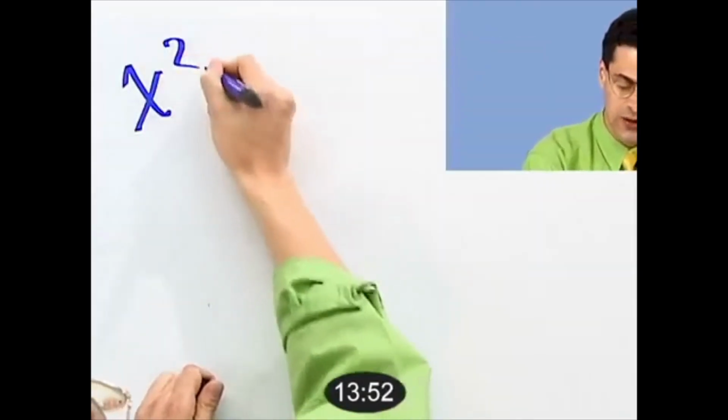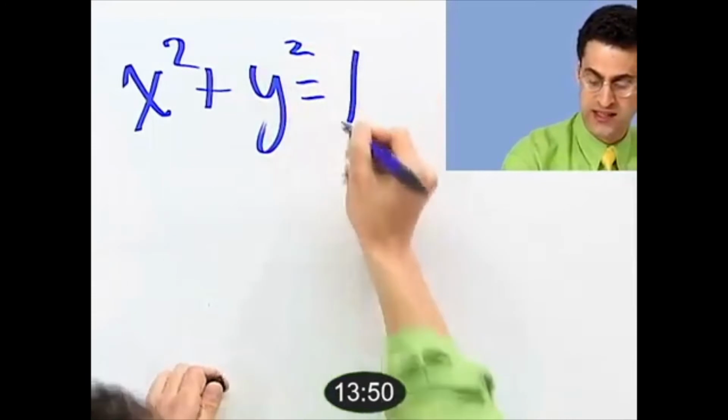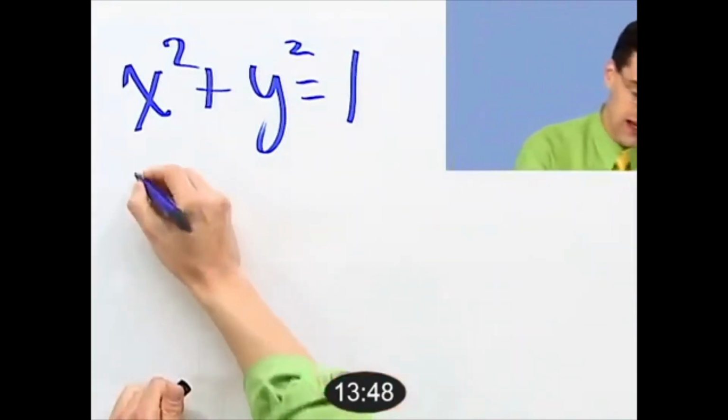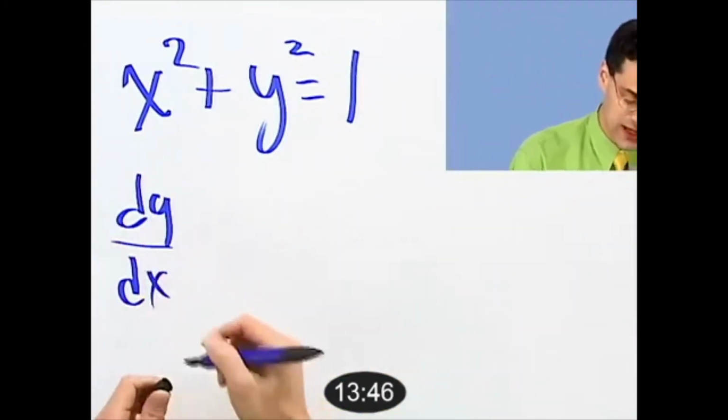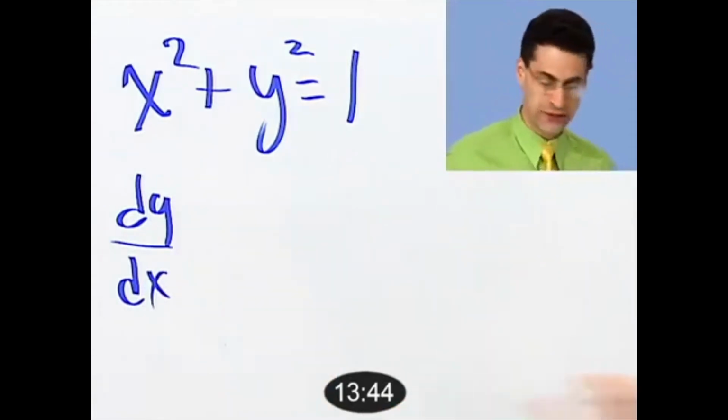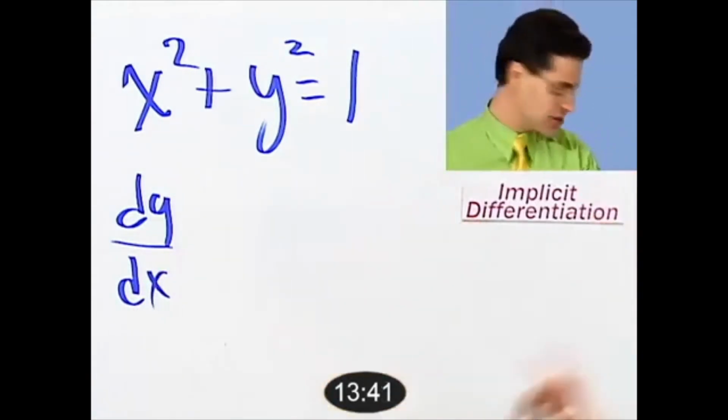Okay, but what about when you have functions that aren't functions? Like what if you have things that are relations? Like x squared plus y squared equals 1, like a circle. How do you differentiate that? How do you find dy dx there? Well, the answer is we use something called implicit differentiation. How does that work?